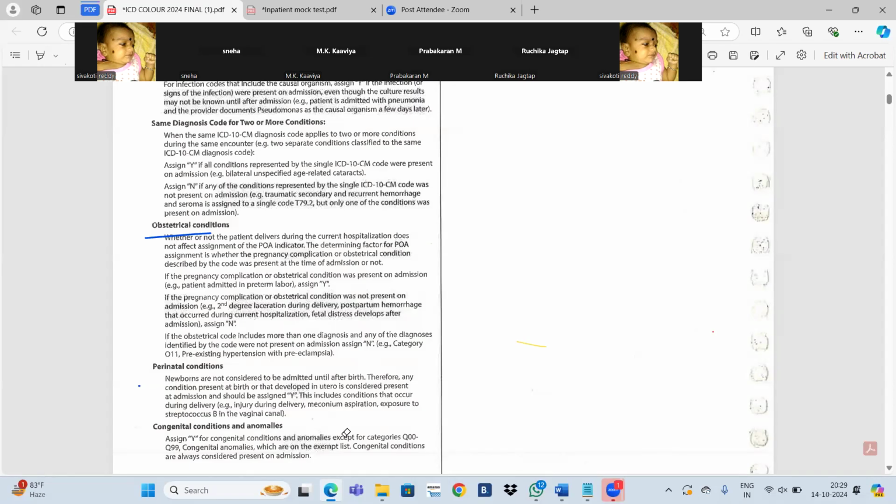Which means for newborns, any condition that develops by birth or during the delivery, you need to assign Y indicator. Okay, like cerebral hemorrhage or injuries during the delivery, or exposure to strep B in the vaginal canal, or meconium aspiration. Any condition developed during delivery, you need to assign Y. Which means by birth, any condition develops, Y.